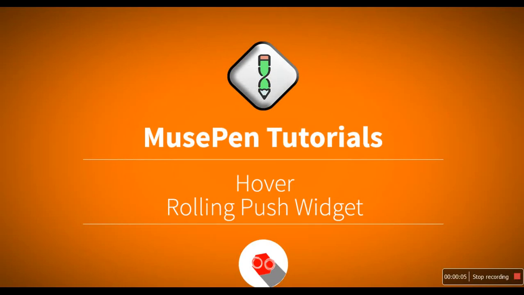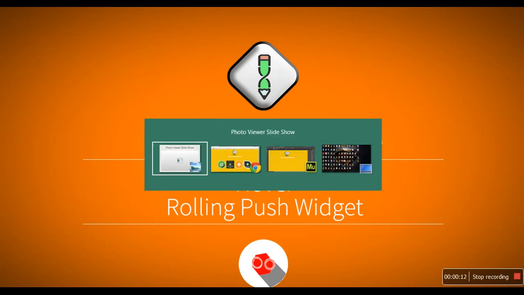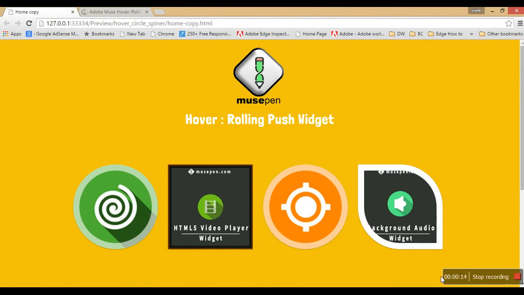In this video tutorial, we are going to discuss our hover rolling push widget. First of all, let me show you how this widget works. For demonstration purposes, I have created four hover effects over here using the same widget. This widget gives you the ability that when someone clicks on any image on your site, it displays an info page with a heading and some description with some animation.